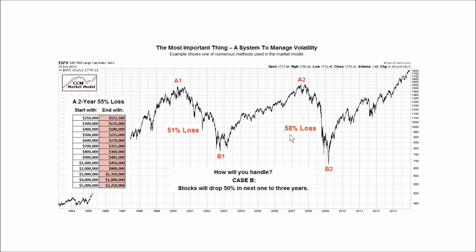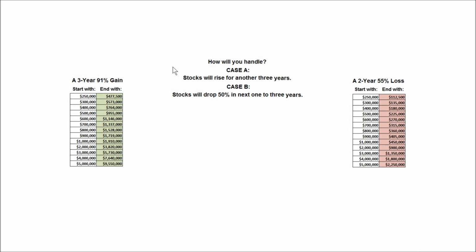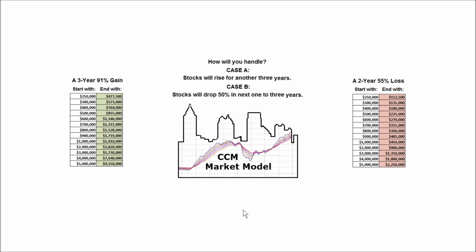Let's say we have something in between these two bear markets and we lose 55% in the next bear market. If you started with $400,000 and you lost 55%, your $400,000 would be worth $180,000. If you started with $2 million and you lost 55%, it would be worth roughly $900,000 at the bear market low. Obviously, it's important for us to have a system in place to discern between volatility to ignore and volatility to respect. In our case, the answer to both questions is the CCM market model.